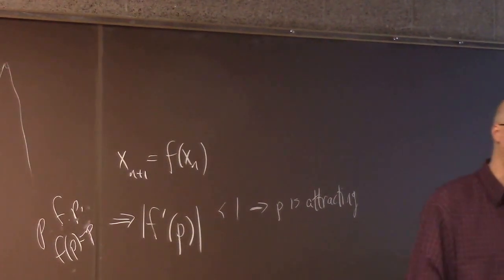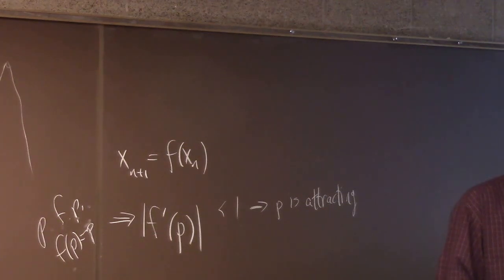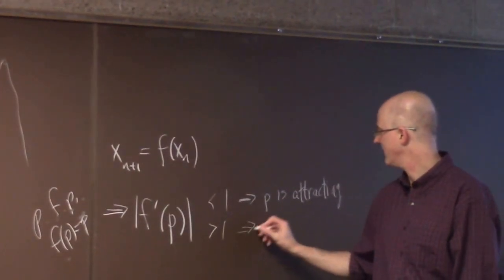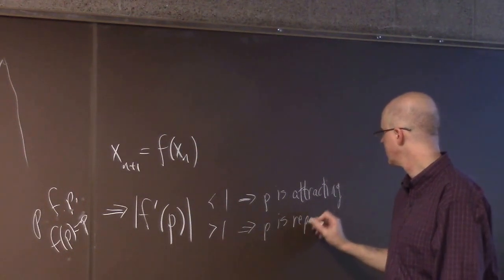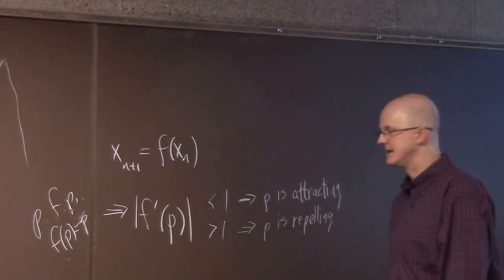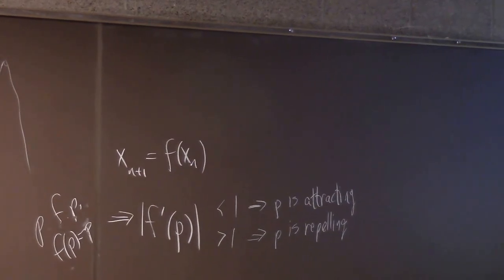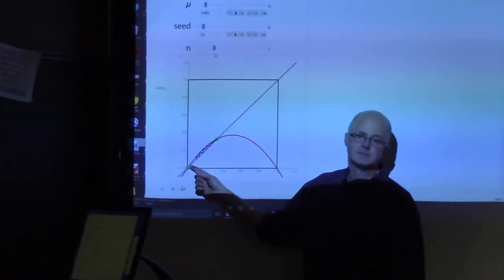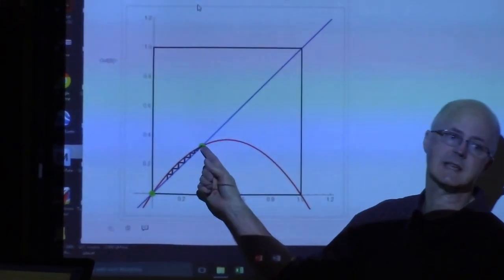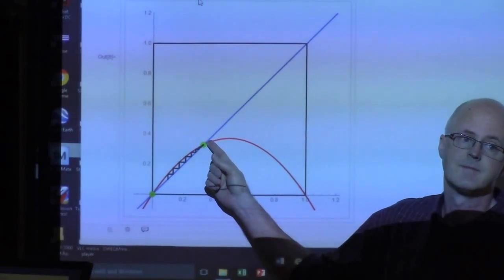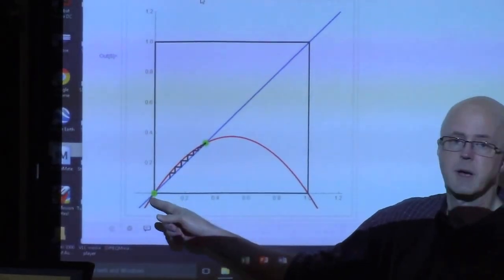It doesn't mean it attracts all points, all orbits, they're called, of points. But nearby it does, at least. If this is bigger than 1, then P is repelling. And if it equals 1, then the test gives no conclusion. It's kind of like the ratio test that way. You can see on this graph, the derivative of the red graph at 0 is bigger than 1, and the derivative of the red graph at this point is less than 1. Less than 1 in absolute value, it's positive. This one's attracting, that one's repelling.